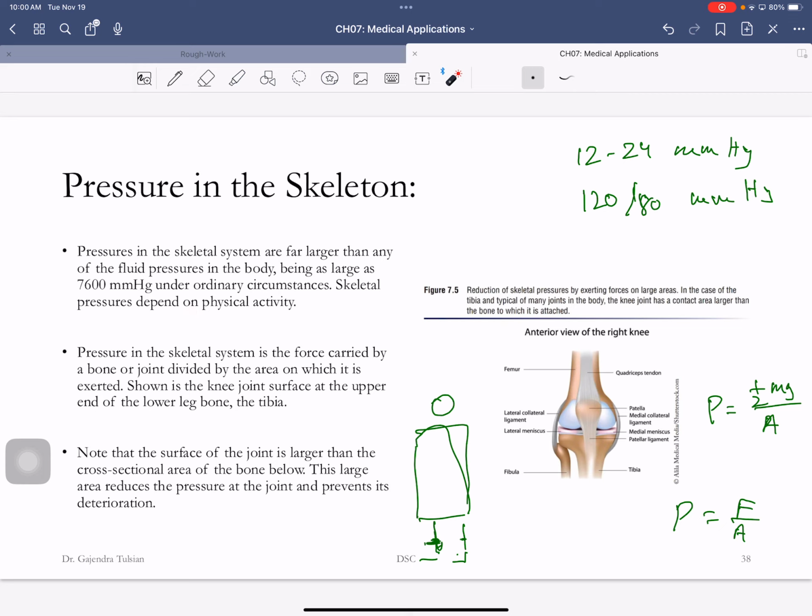Now here's a question for you guys. If you look at this diagram, this bone is bearing a pressure of 7,600 millimeters of mercury. So why is this bone shaped like that?